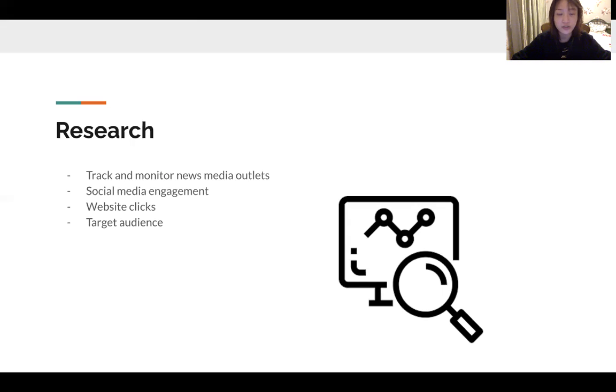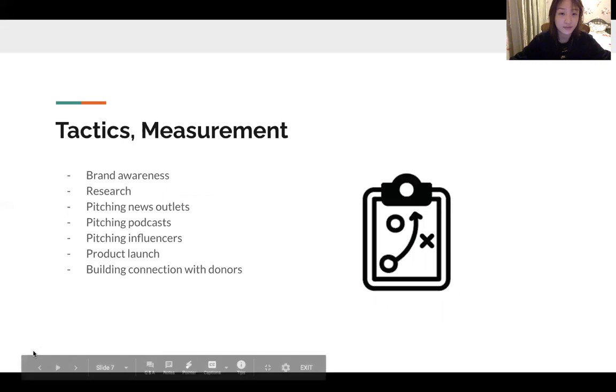And the research is basically we want to be tracking and monitoring news media outlets for any new topics related to climate change, so we can better get people engaged in our conversation. And we will also be tracking website clicks to see what strategy is working and to have demographics, psychographics, and geographics about our target audience.